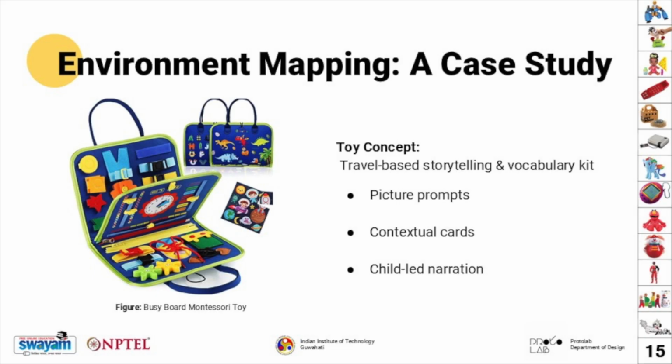One possible design response could be a travel storytelling kit. The kit uses images related to travel, people, places, and actions. Children pick a card and describe what they see. They can make up stories, name objects, or form sentences. The toy does not speak. The child speaks. This supports vocabulary, sentence building, and confidence.